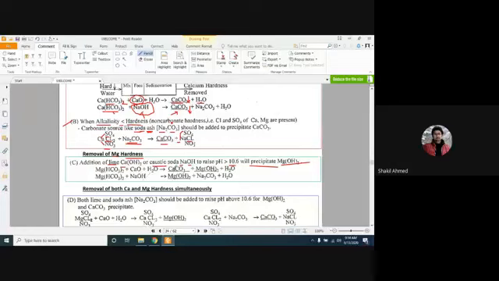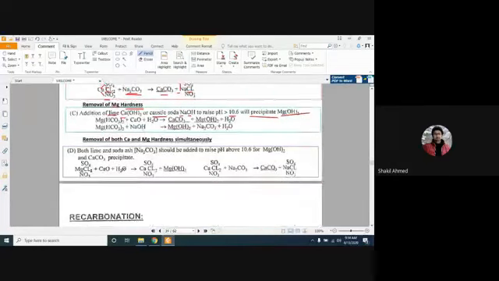So you can use lime, maybe calcium hydroxide. Calcium hydroxide is what? Calcium oxide and water. So this will give you calcium carbonate and magnesium hydroxide. If your pH is raised above 10.6, it will give you magnesium hydroxide, and this is solid, so it will precipitate. Similarly, you can also achieve this by using sodium hydroxide, which will raise the pH above 10.6, and you will get magnesium hydroxide, sodium carbonate and water.